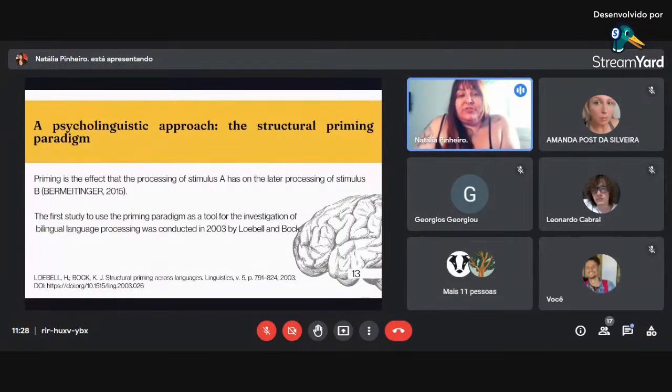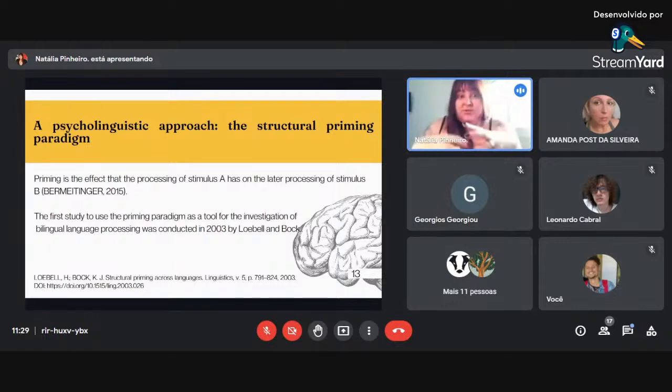The first study to use the priming paradigm as a tool for the investigation of bilingual language processing was conducted in 1983 by Loebell and Bock. Bock was also the first to use syntactic priming in a study with L1 in 1986. In this study, they found that listening and repeating a double object structure in English increased the production of the same double object structure in German. So what they found was syntactic priming effects between languages. They interpreted this result as evidence that the double object in English and German shared some level of syntactic representation. So this would assume a shared syntactic system, or a shared node, at least for this particular structure.